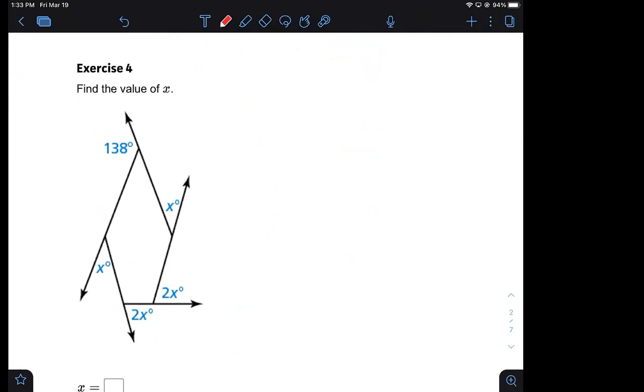That's true for any polygon, not just this pentagon. So, Devin, create an equation here. 360 equals 6x plus 138. Okay. Now he's gone ahead and combined all of his x's. We're setting that equal to 360.